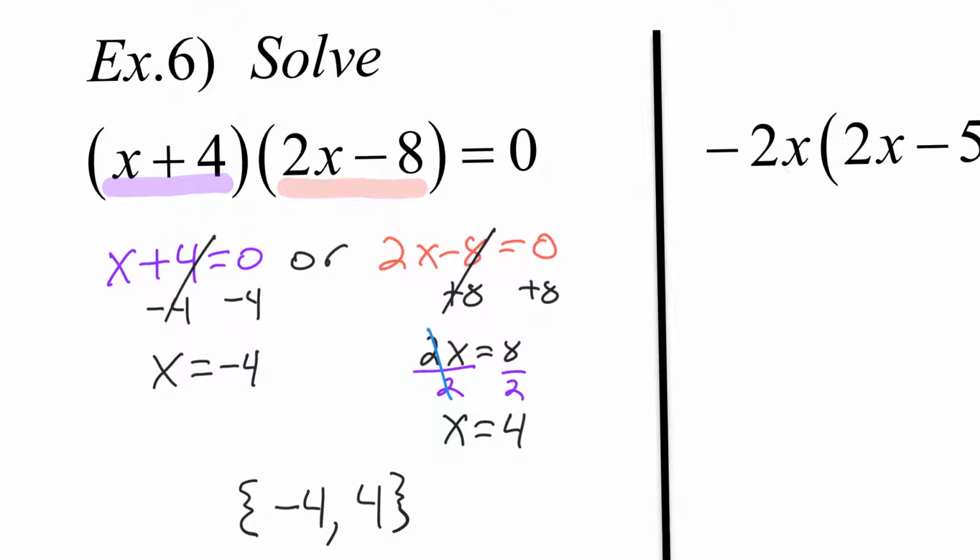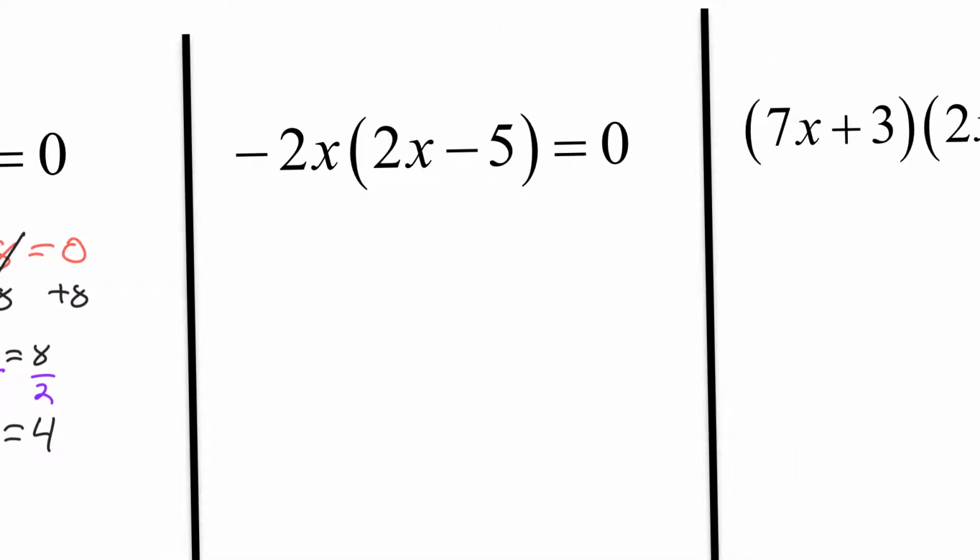So let's try the next one here. The next one, same thing. You have a parentheses and you have a factor outside, a negative 2x outside of the parentheses. You are multiplying the two expressions and we know it equals 0. So what we can do is set the two factors equal to 0 and solve.